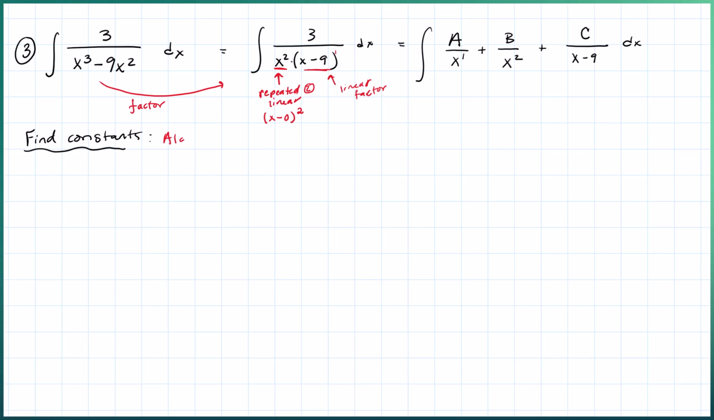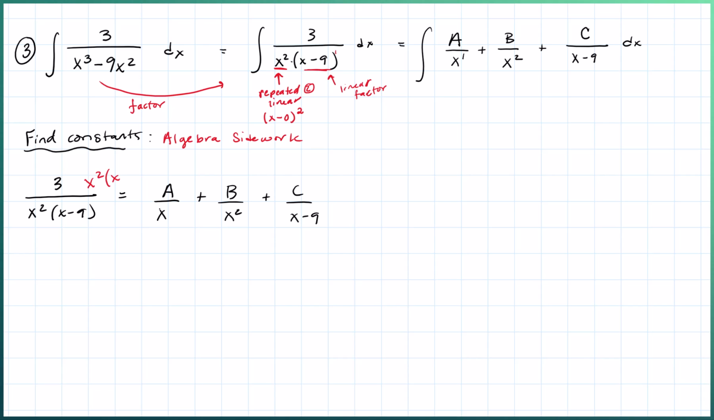This is a lot of algebra, so it's algebra side work. We'll talk about different ways to do it, but we'll take our rational function and set it equal to its partial fraction breakdown. So A over x, B over x squared, and C over x minus 9. Now we're going to multiply both sides of the equation by the denominator.